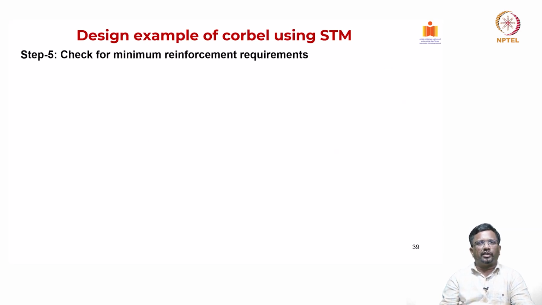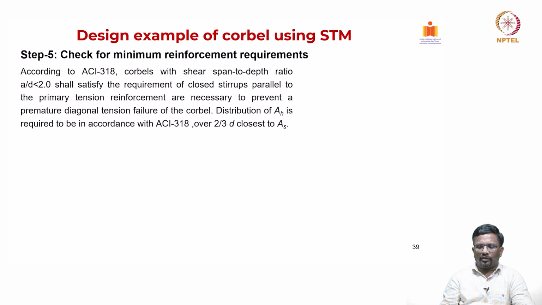And now, we have to again check for the minimum reinforcement requirement. As per ACI 318, we have to be very careful. Corbels with shear span to depth ratio less than 2 also need to satisfy one more important requirement.